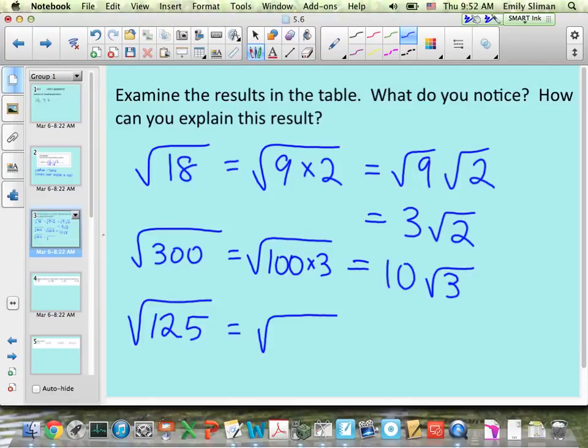Right, but 125 is what? Right. So that becomes 5 root 5. Yeah? Basically, you try to find the numbers that multiply to get that number. Exactly. So for the people in the video, what they just said is that we're factoring and we're looking for factors that are perfect squares.